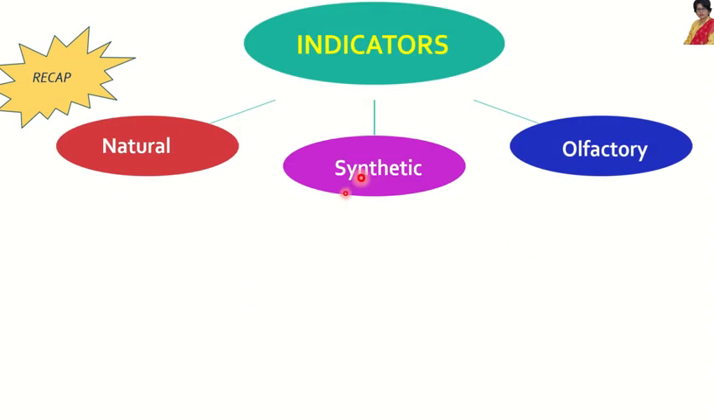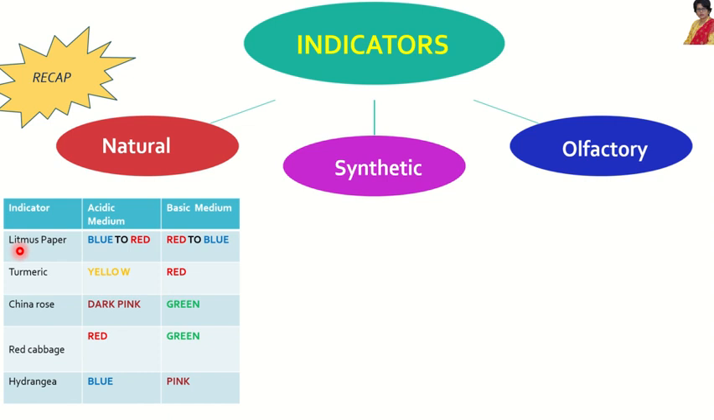Let's summarize. We have three types of indicators: natural, synthetic, and olfactory indicators. Litmus paper indicator, acidic medium, blue to red, basic medium, red to blue. Turmeric, acidic medium, yellow in color, basic medium, red. China rose, in acidic medium, dark pink, basic medium green. Red cabbage, acidic medium red, basic medium green.